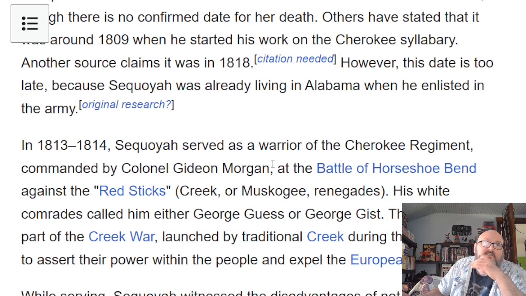And in 1813 to 1814 he served as a warrior of the Cherokee Regiment, commanded by Colonel Gideon Morgan, at the Battle of Horseshoe Bend against the Red Sticks, Creek, or Muskogee renegades. His white comrades called him either George Guess or George Gist. The battle was part of the Creek War, launched by the traditional Creek natives during the War of 1812 to assert their power within the people and to expel European Americans.